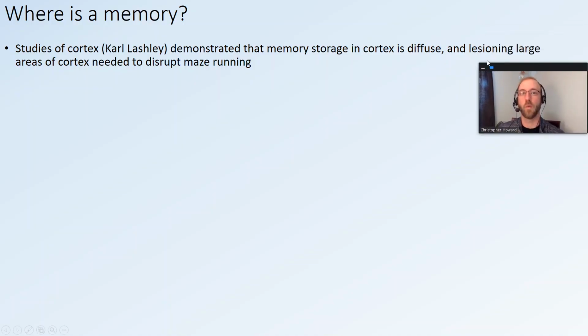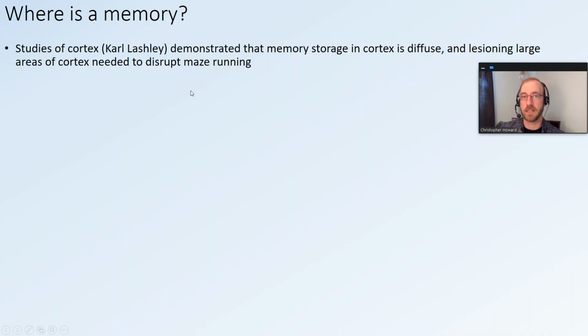So where is a memory stored in the brain? This was a really big topic very early in the field, and Carl Lashley was a researcher who decided maybe if we lesion or make damage to different parts of the brain, we can isolate where memories are stored. What he found is that it was very hard to find a specific region that would disrupt long-term memories. What he had to do was lesion about 70% of the entire cortex, so all different areas in the brain, before animals would forget how to run in a maze.